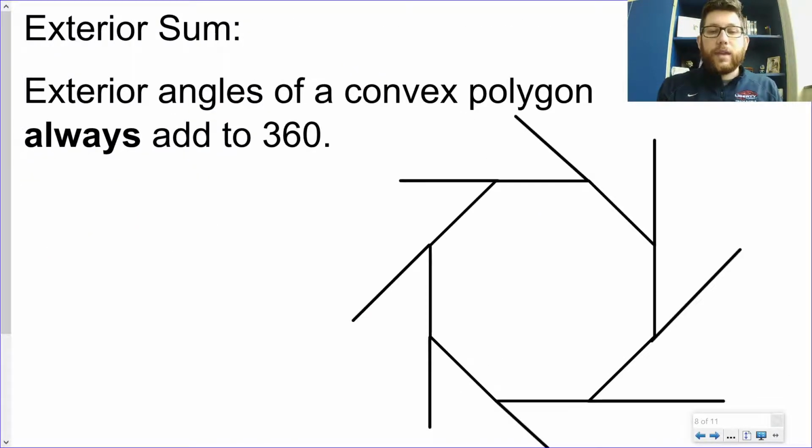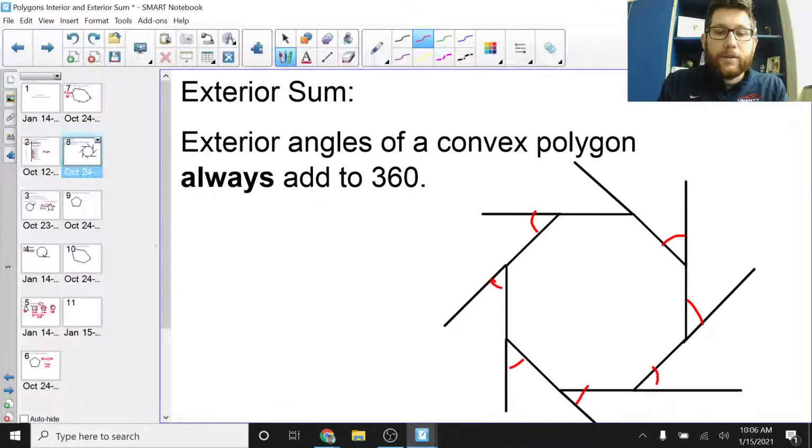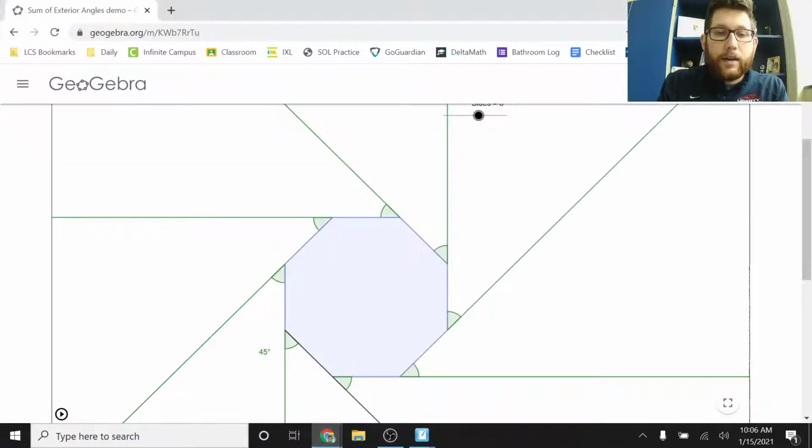So now let's look at the exterior sum. The interior sum, the angles inside the polygon, is (the number of sides minus 2) times 180. However, the sum of the exterior angles of any convex polygon is always 360 degrees. So it doesn't matter if I have 5 sides, 12 sides, 1,000 sides, if I add up all these angles all the way around here, I would get 360 degrees. Now, maybe that's a little surprising, that it's 360 for every single one. Well, let me show you why that is the case.